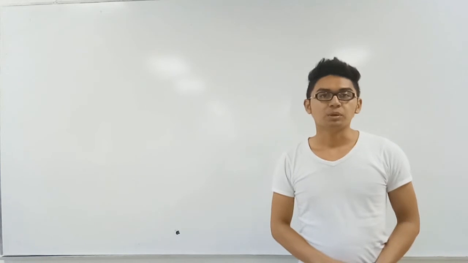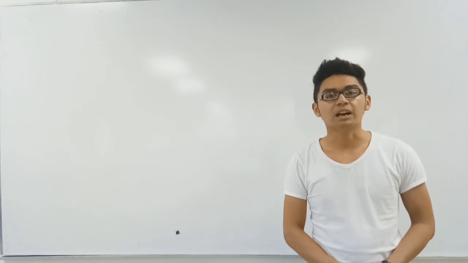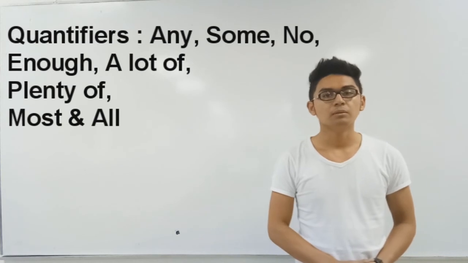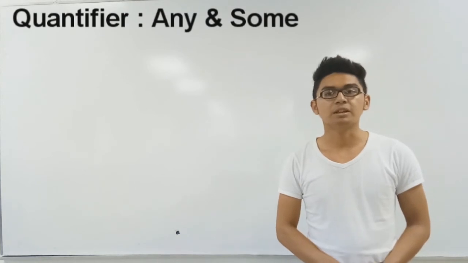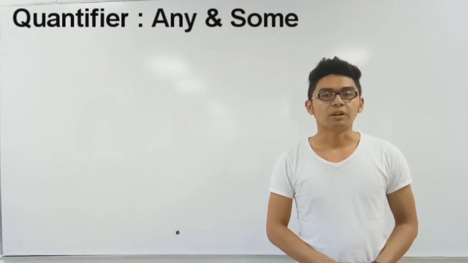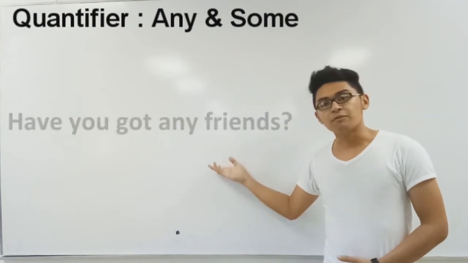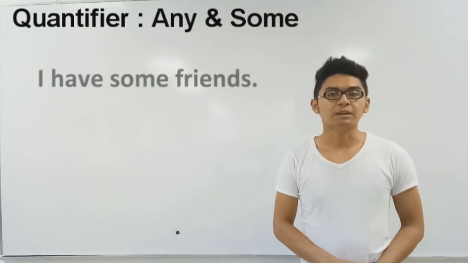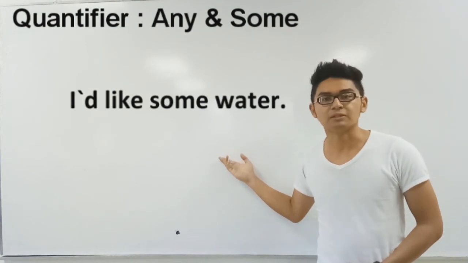I will explain the quantifiers that can be used with both uncountable and countable nouns. The quantifiers are any, some, no, enough, a lot of, plenty of, most, and all. First, I'm going to talk about any and some, which are used to indicate part or quantity of a substance or subject. For example, have you got any cheese, for uncountable, and have you got any friends, for countable nouns. And then for some, I have some friends for countable nouns, and I like some water for uncountable nouns.